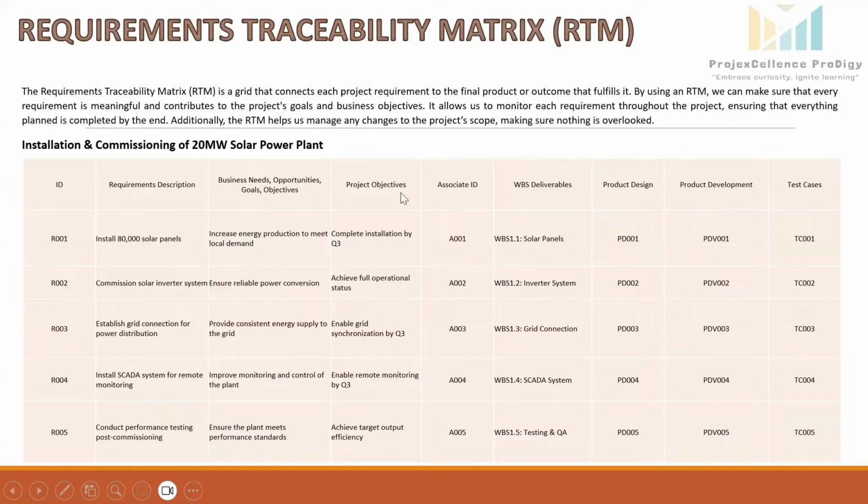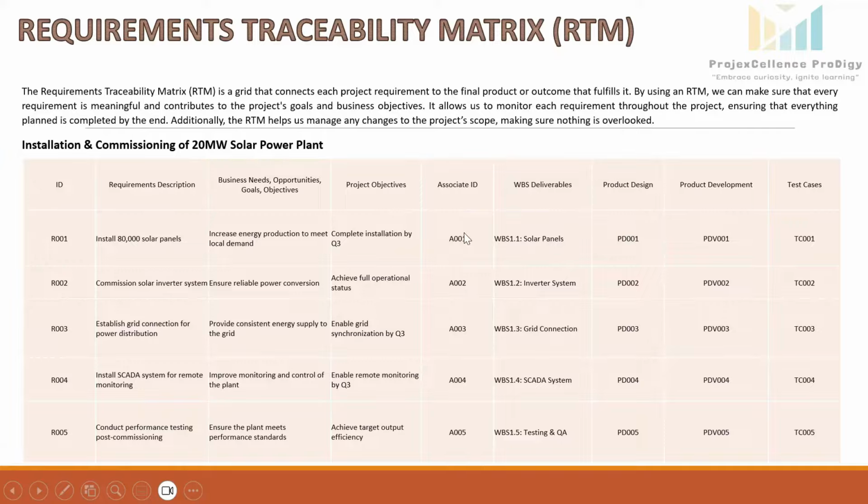Next column is project objective. This shows how this requirement aligns with the specific objectives of the project. Here, the installation of the 80,000 solar panels must be completed by the third quarter of the project timeline.